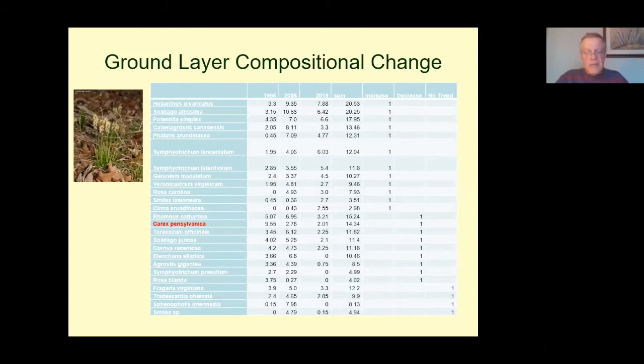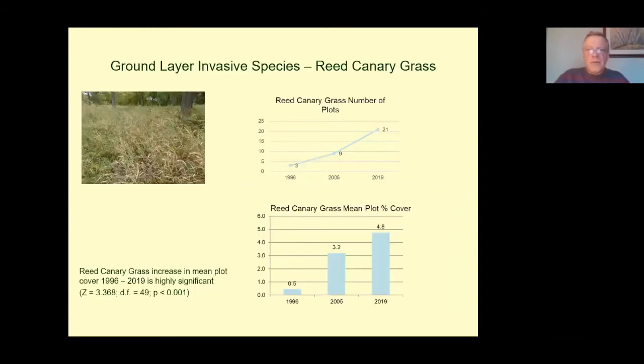I also took a close look at reed canary grass, which was one of the primary drivers for resurveying the savanna. And these graphs indicate that both in terms of the number of plots in which reed canary grass occurs and the mean plot cover of reed canary grass across those plots, reed canary grass is steadily increasing. The increase in mean plot cover of reed canary grass from 96 to 2019 was highly significant. So this is an invasive species that is a significant concern out there.